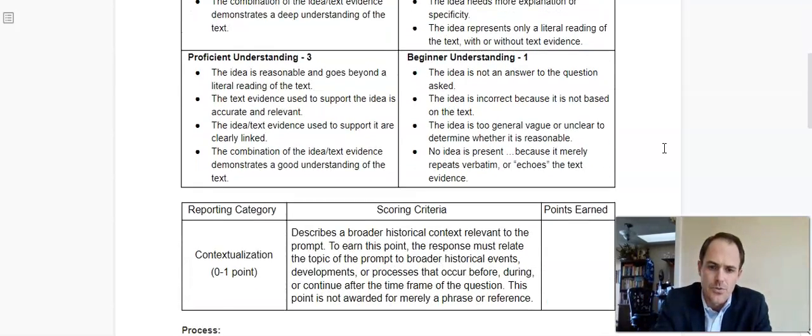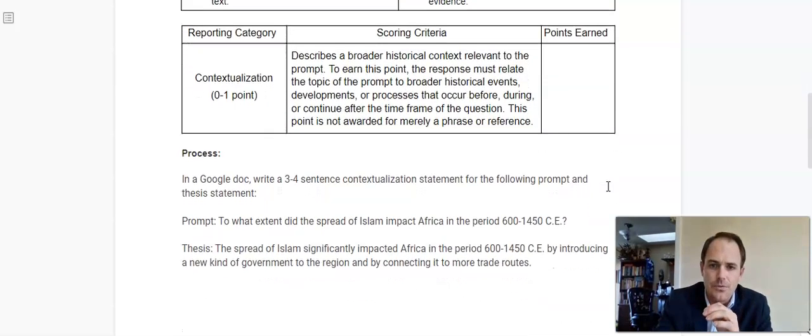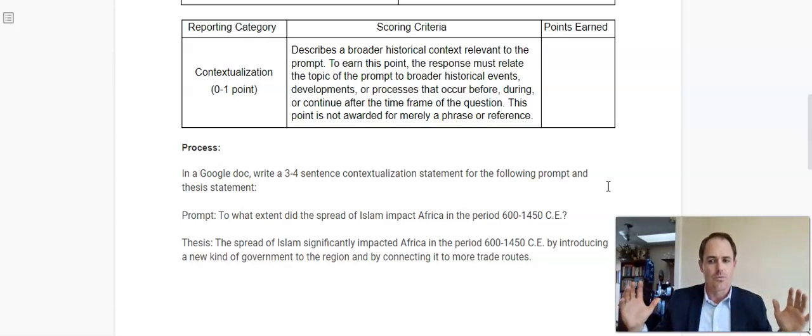So let's review the criteria again for contextualization. Must relate the topic of the prompt to broader historical events, developments, or processes that occur before, during, or continue after the time frame of the question. This point is not awarded for merely a phrase or reference, which is why I say 3 to 4 sentences, and you're giving the background.